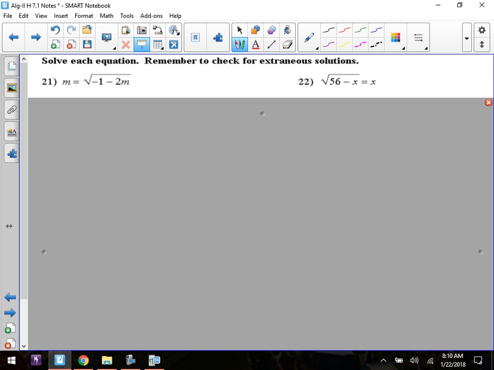So I'm bringing back some other stuff that we've maybe done at one point in our lives. When we start these things out, this one you've got x equals the square root of -1 minus 2x. I know it says m, but it happens.